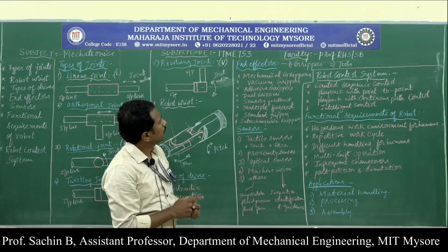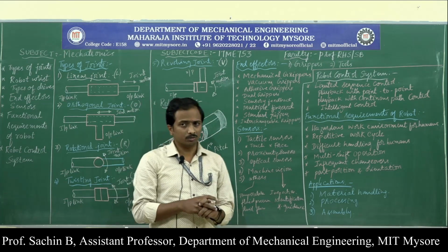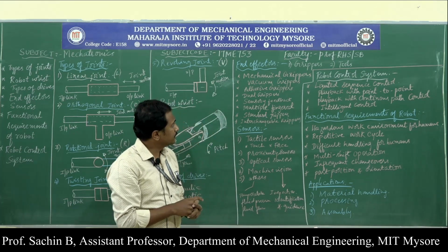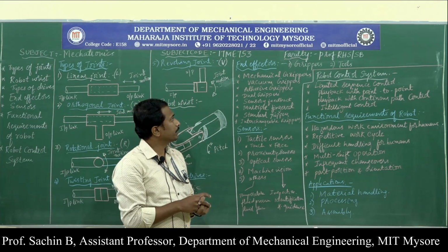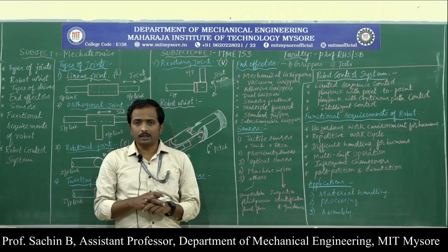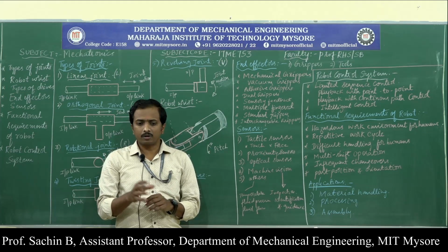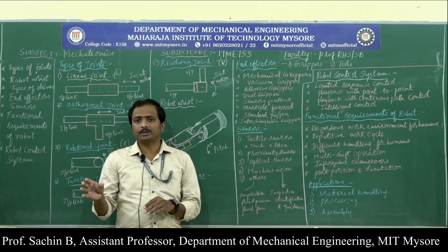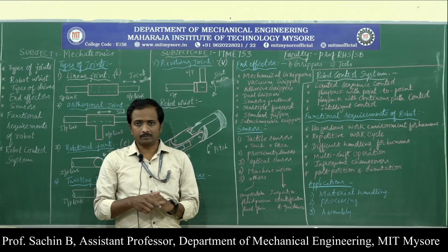End effectors are of two types. The first type is grippers and the second type is tools. In grippers, we have multiple types of grippers based on the application required in our daily life. First, we go for the mechanical grippers. Mechanical grippers are used for lifting loads, parts, components, or any type of objects.